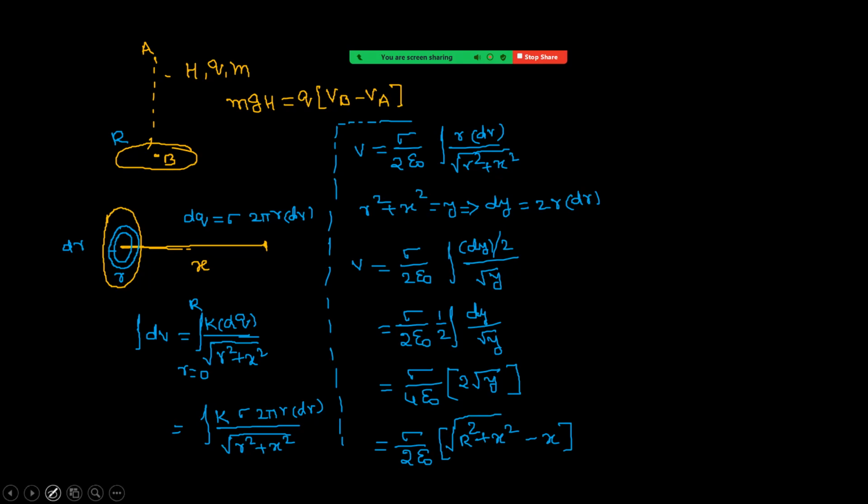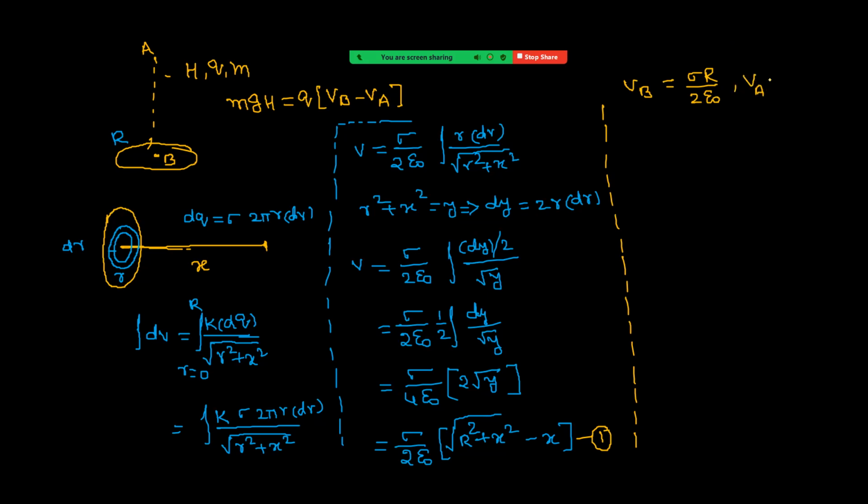So now we are going to use this result in this problem. Now see carefully. Coming to here, mgh equal to q into vb minus va. What is now vb? See the value of vb. Substitute the value here. X equal to 0 gives the potential at b, right? So vb, I am taking x value 0, in equation 1. Let us call this equation 1. X is 0 in equation 1, so vb equal to sigma r by 2 epsilon naught.